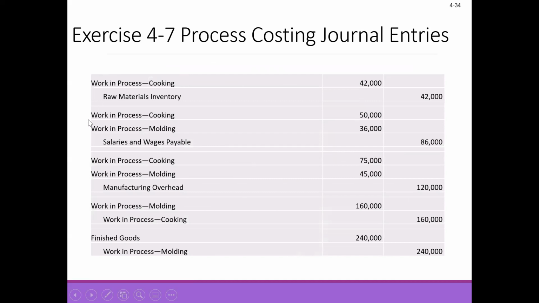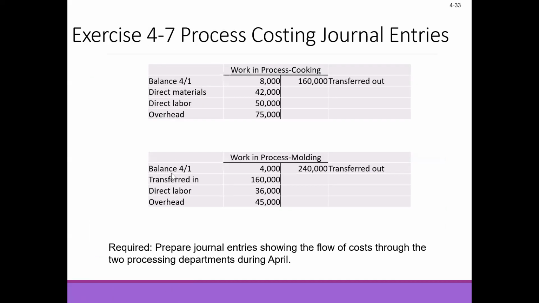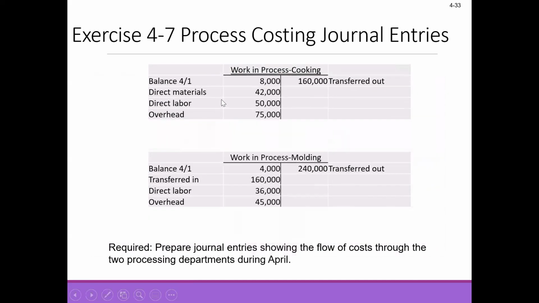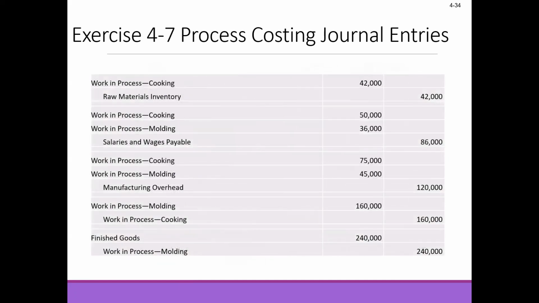We did the same thing with salaries and with manufacturing overhead. So if you look back here, sorry, our labor was 50 here. Our labor here was 36,000. And so we're just showing that work in process cooking, work in process molding, we credit our salaries and wages payable.